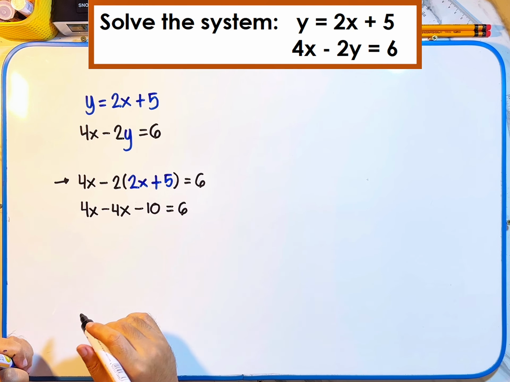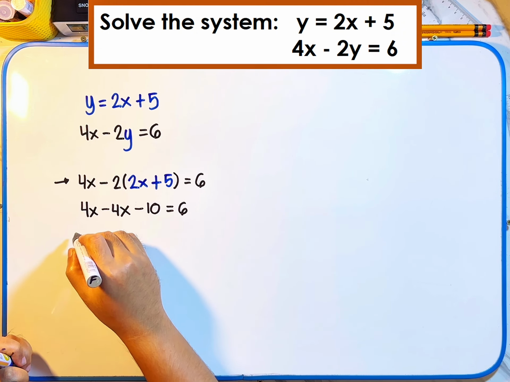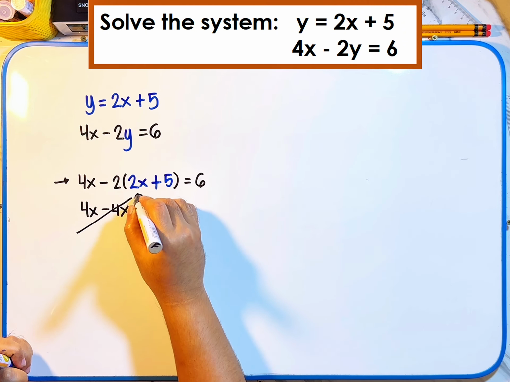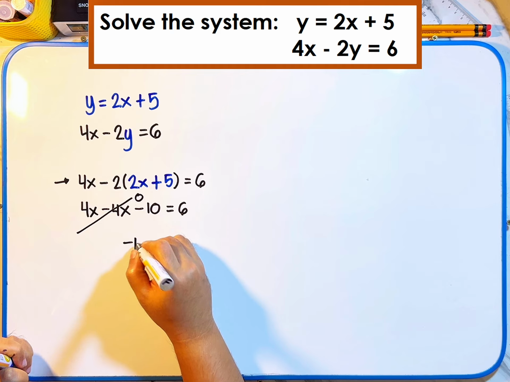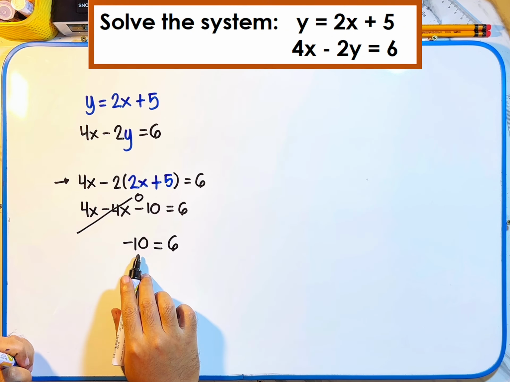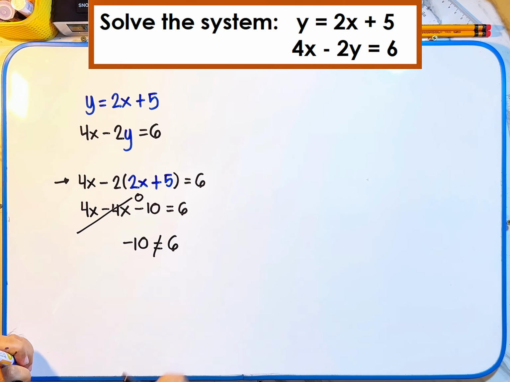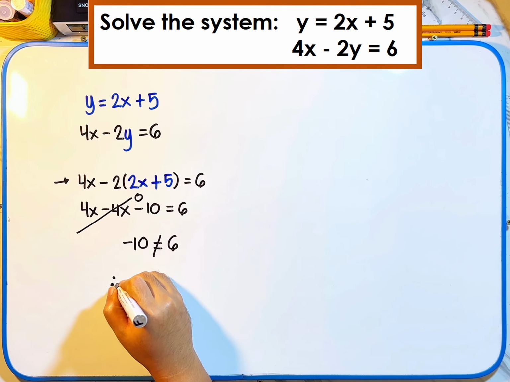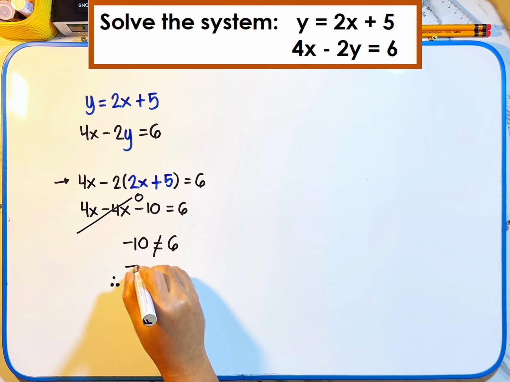And 4x minus 4x is 0. Okay? So this cancels, becomes 0. Therefore, we have negative 10 is equal to 6. However, negative 10 is not equal to 6. So what's going on? What does it mean? Well, it means the system has no solution.